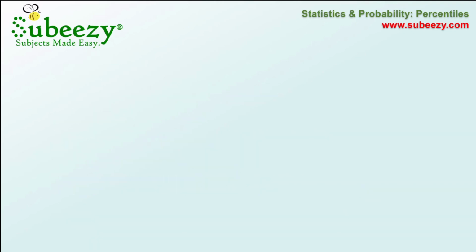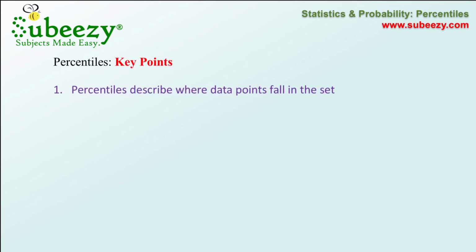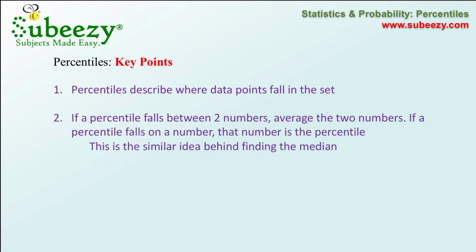Now let's conclude this lecture on percentiles with the key points. First, percentiles describe where data points fall in the set. Second, if a percentile falls between two numbers, average the two numbers. If a percentile falls on a number, then that number is the value of the percentile. This is similar to the idea behind finding the median.